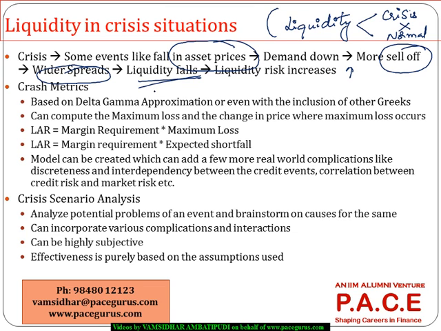So during that case, if I have to measure the liquidity at risk, we can use either a crash metrics kind of a mechanism, or a crash or a crisis scenario analysis kind of a mechanism to assess what is the level of liquidity, or what is the crunch in liquidity that is coming because of the crisis.